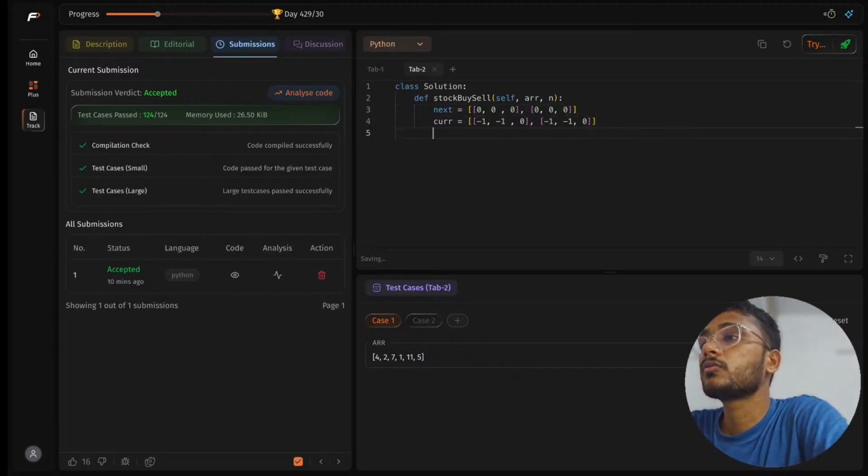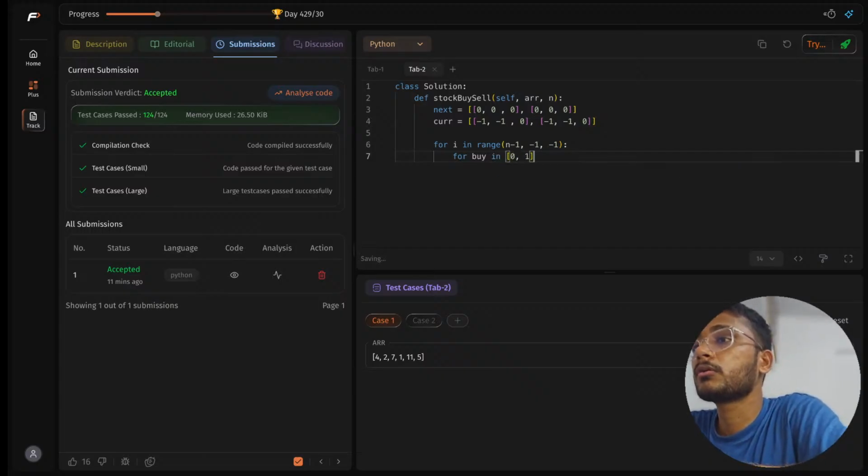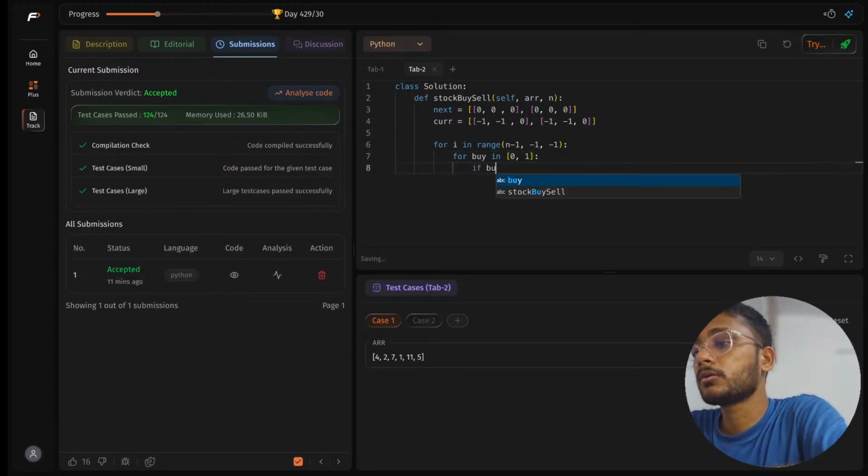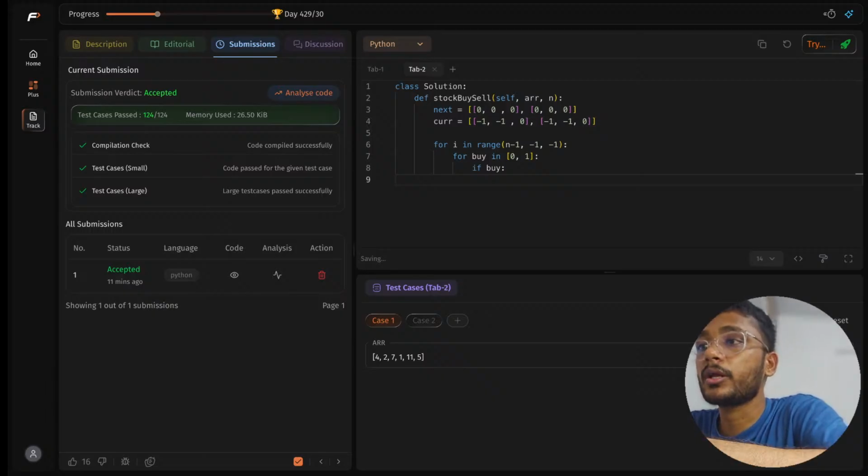And then for I in range 1, n minus 1 to 0, if 0 and 1, if buy, then what will we do? Simply, buy means you can buy it.